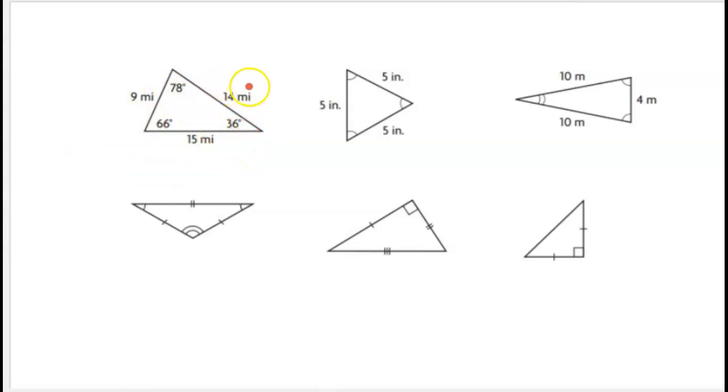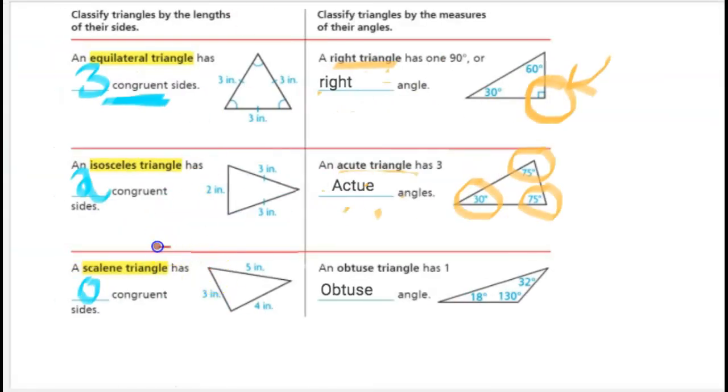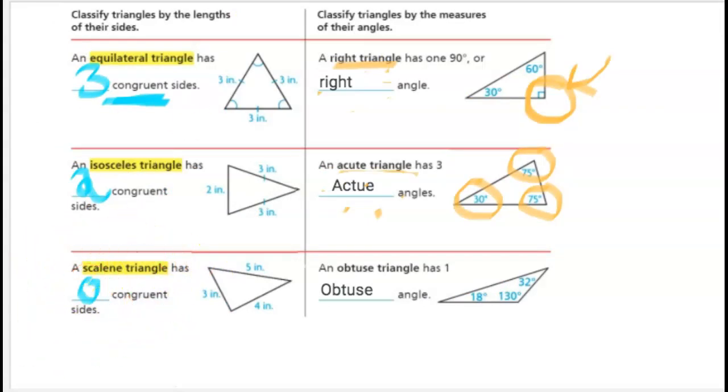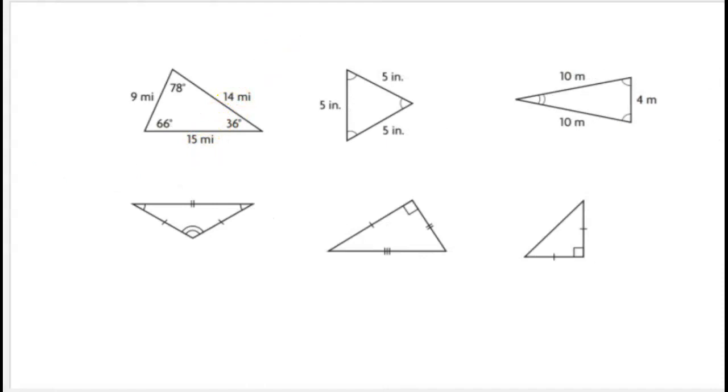We're going to first name it by its sides. So we want to look at the length of the sides. Apparently this triangle has sides that are miles long. It's kind of a big triangle. We've got 14, 9, and 15. Those numbers are not the same. No sides that are the same, no congruent sides. That's a scalene triangle. Okay, now that's one name.